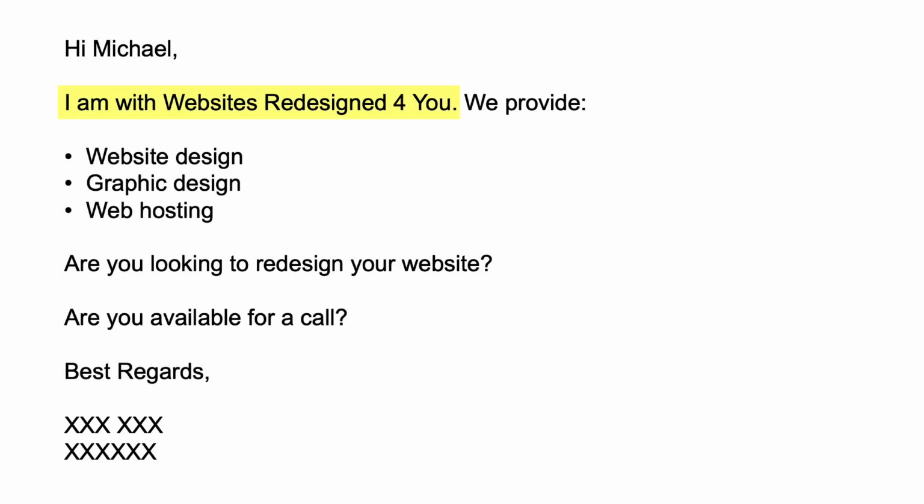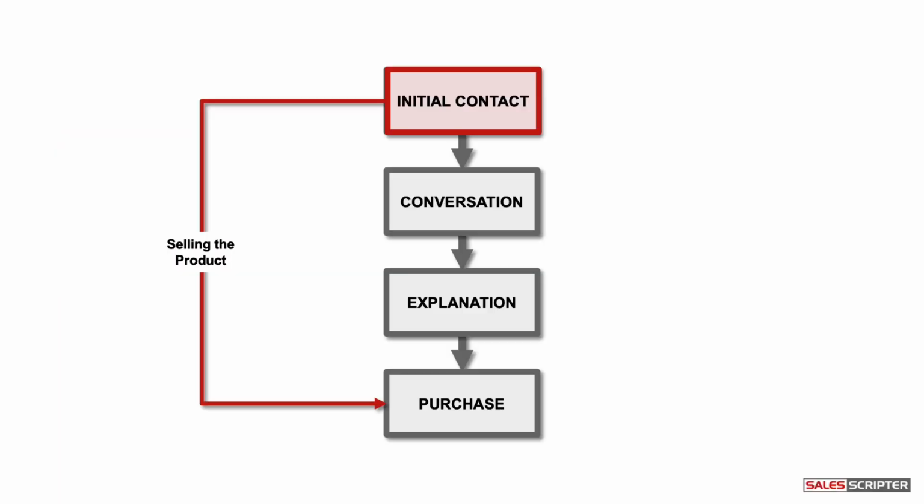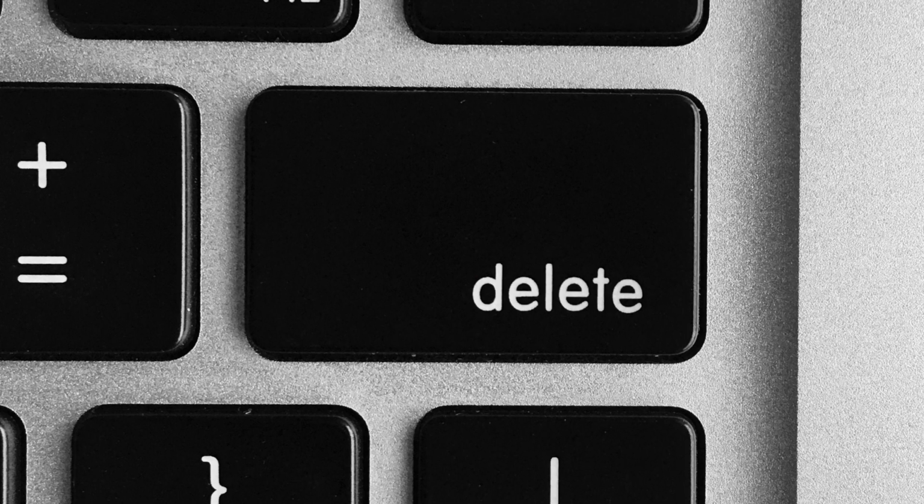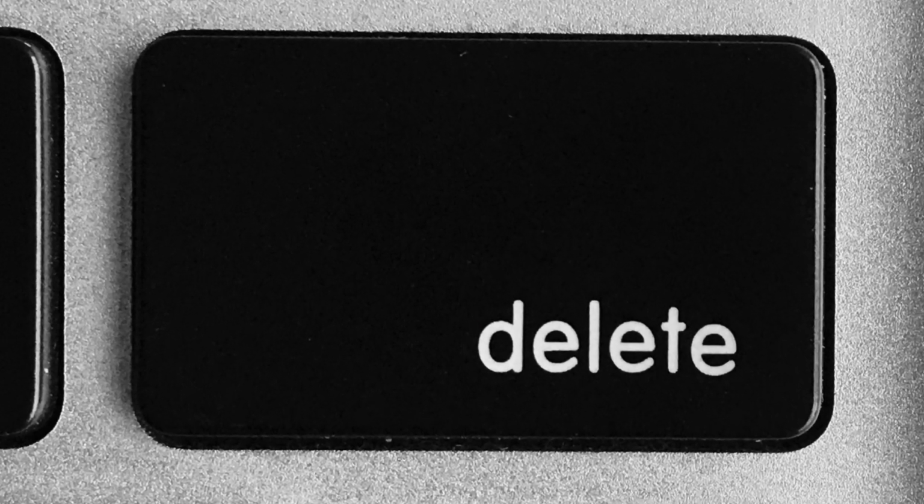This is the company I'm with. This is what we sell. Do you need what I sell? Are you available to talk about what I sell? And the problem with that is that that message is selling the product. And that is not only a mismatch with where the prospect is at, but that flags the sender as being a salesperson who's trying to sell something, usually leading to the prospect quickly deleting the email, either not reading it at all or not reading very much of it.